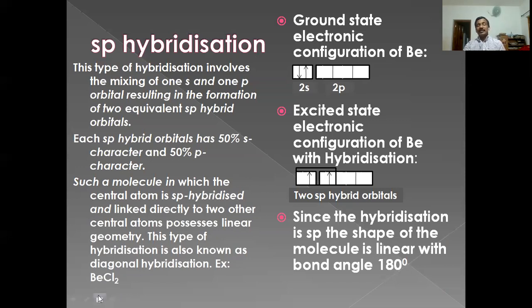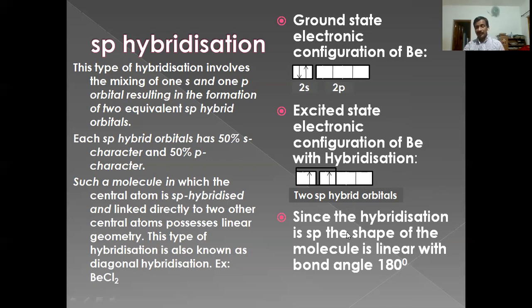An example is BeCl2, beryllium chloride. The ground state electronic configuration of beryllium is 1s2, 2s2. There is no electron in 2p. In the excited state, this one s orbital and one p orbital will undergo hybridization to form two new orbitals of the same energy and shape. They are known as sp hybrid orbitals. And here you can see two p orbitals are remaining in the unhybridized state.